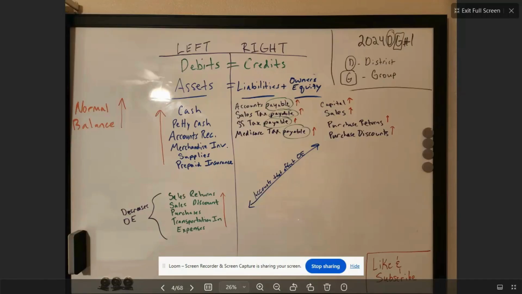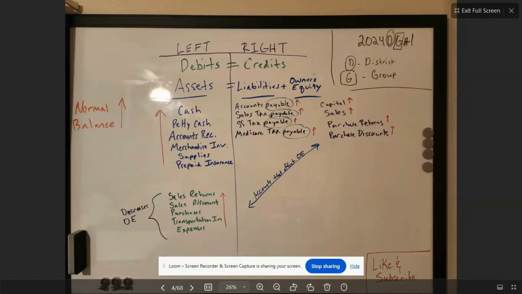You would credit them. Now, look at our liabilities. If we want to increase liabilities, their normal balance would be a credit. And then if we want to decrease the liabilities, then we would debit them. Now, let's talk about owner's equity. So, the accounts that increase owner's equity. Let's start with capital. So anytime an owner wants to put money, personal money or investments or anything into the business, they're investing in the business, that is called capital, and it increases owner's equity.